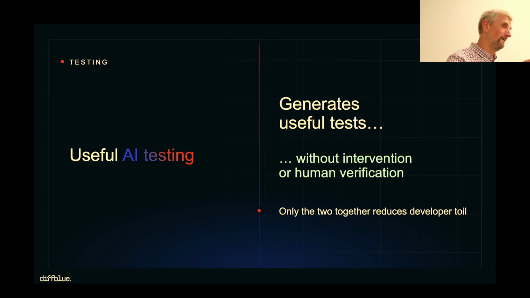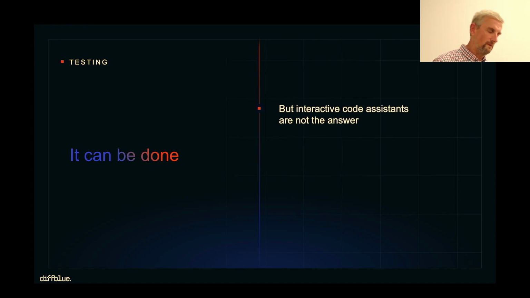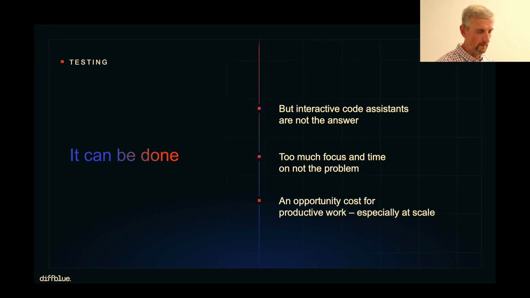But if you have the two together, then you can reduce developer toil, because suddenly the developer is not having to be involved in some of this make-work that is making your life harder and slower. So the good news is it can be done, but my thesis would be that interactive code assistants are not necessarily the answer to this particular problem. They're a good answer to lots of other problems, but not necessarily the testing problem. One of the reasons is that they take focus and time away from the problem that needs to be solved, which is actually writing good code to implement a solution. And it's an opportunity cost for productive work, especially at scale.